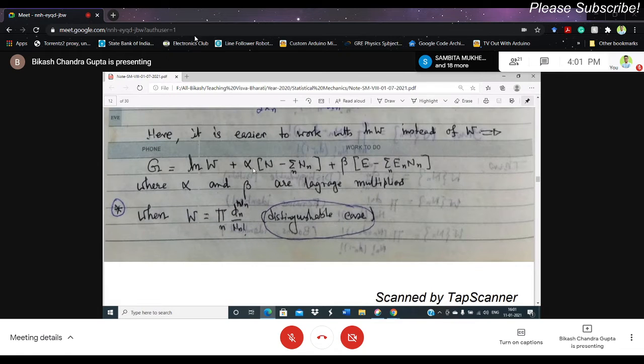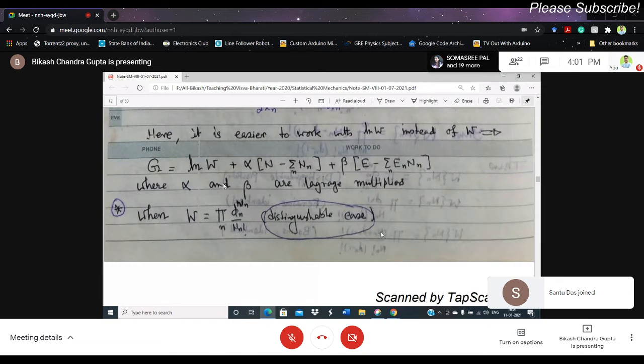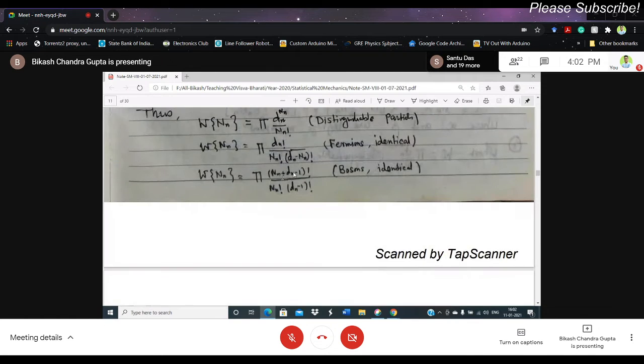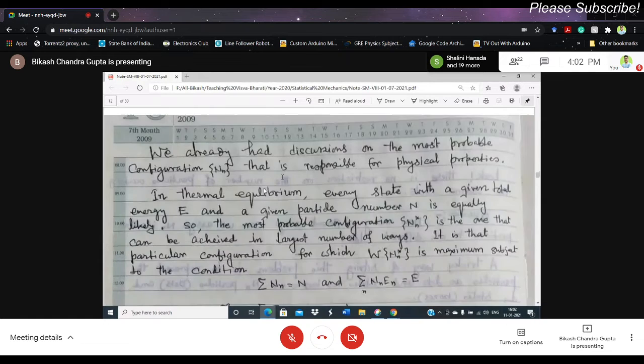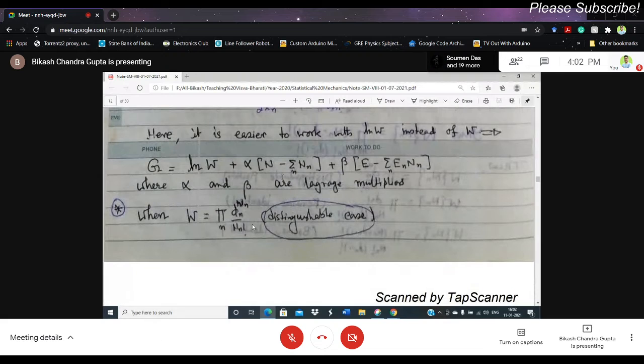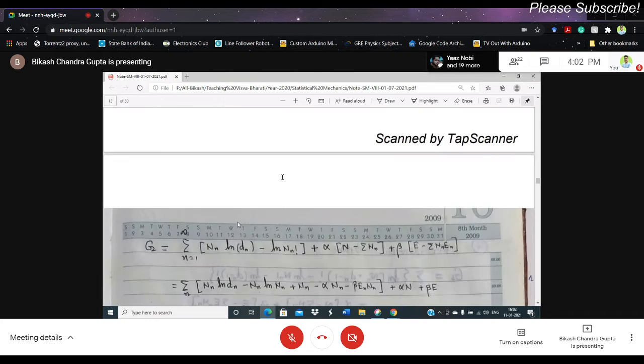Now you see this W is different for different situations, I mean different statistics, or different kinds of particles, I would say. For distinguishable particles it is different, as we have shown. For fermions it is different, we have already shown here. And for bosons this is different, right? So then you have to look at the optimization for each case. For the distinguishable case, W is this.